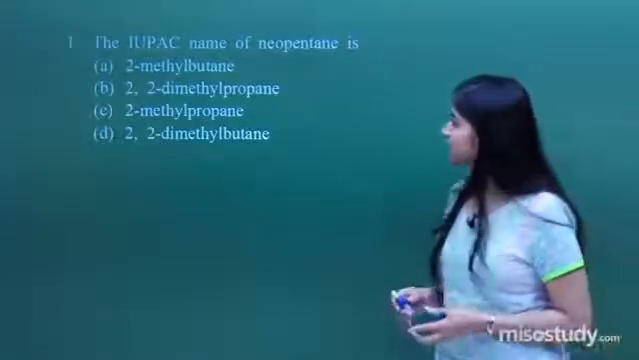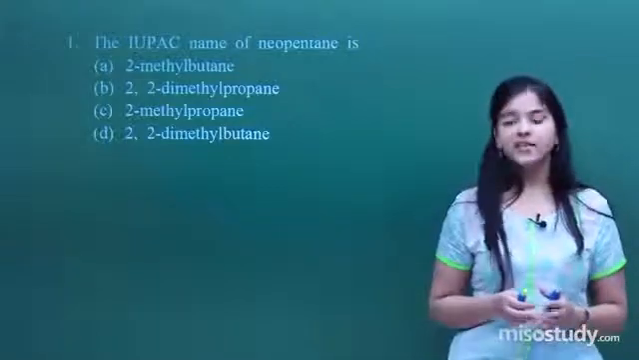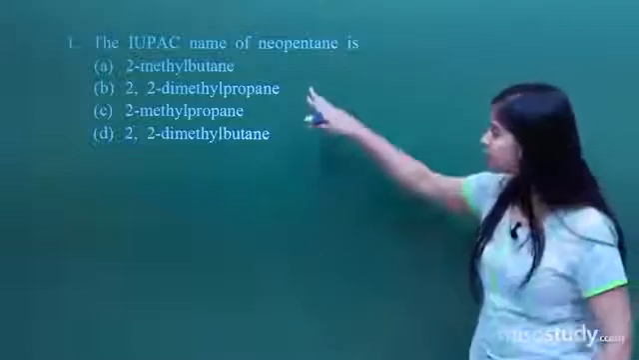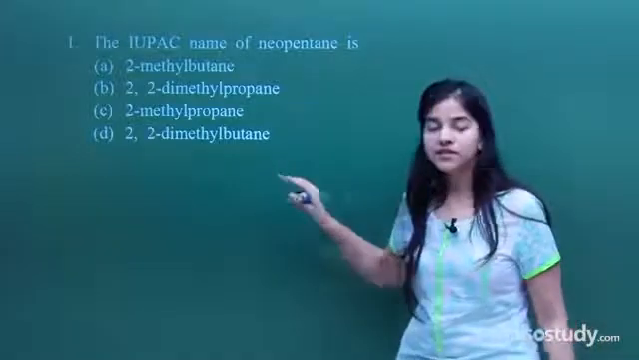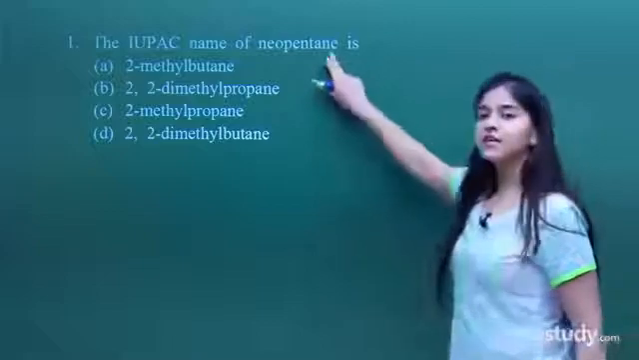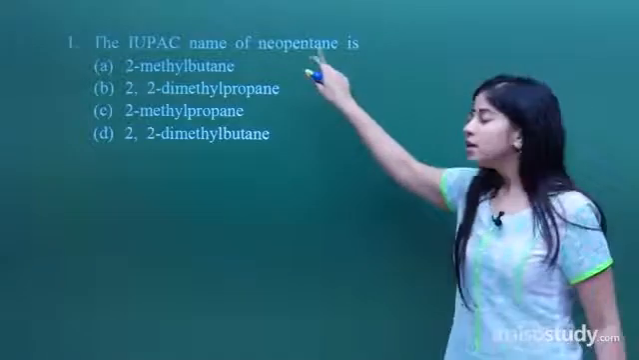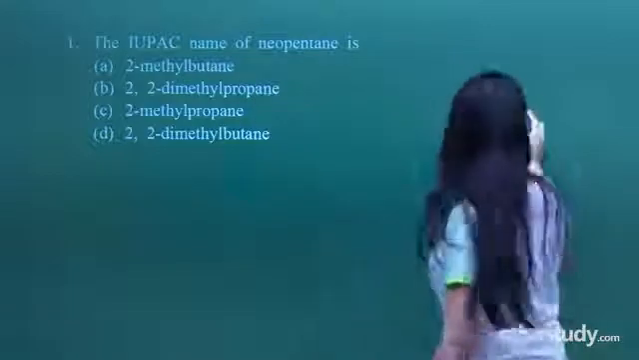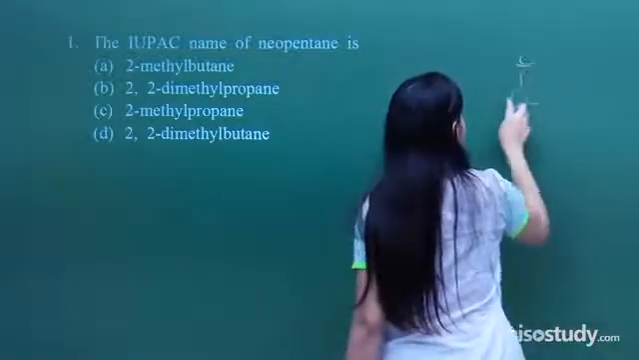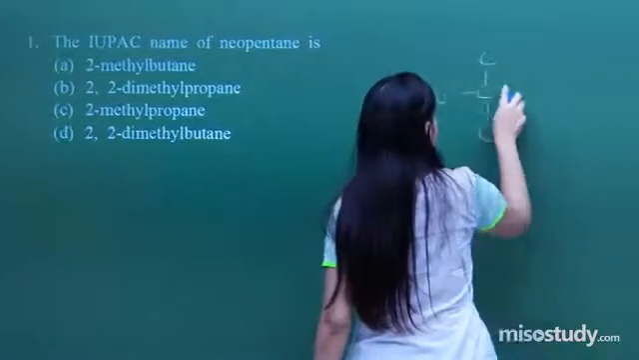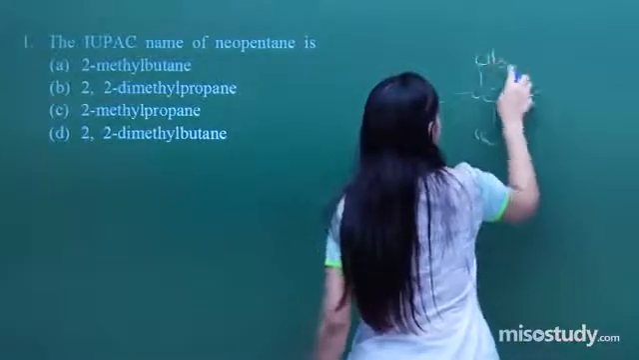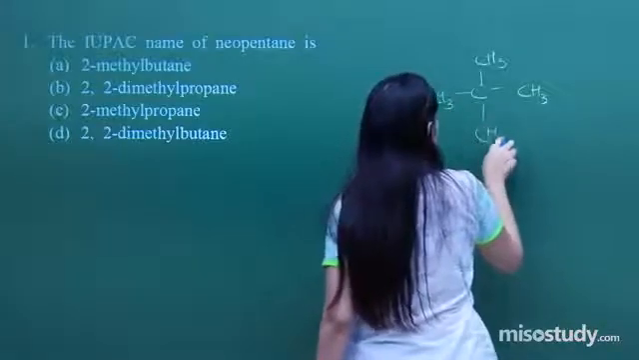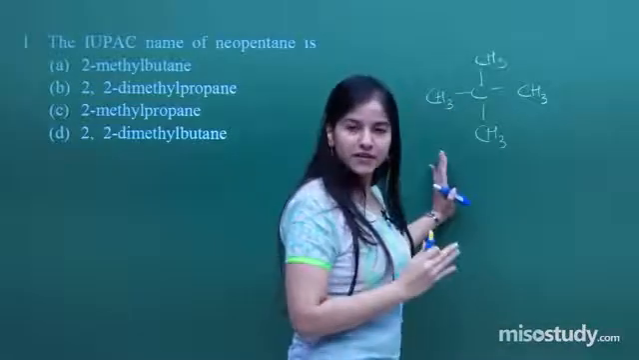So what does it say? The IUPAC name of the neopentane. First of all, you need to know what neopentane is, and you need to find out its IUPAC name. Neopentane is just a common name. So let us just draw the structure. I hope everybody knows the structure here. So it is this. Let me just complete the hydrogens. So that is neopentane.